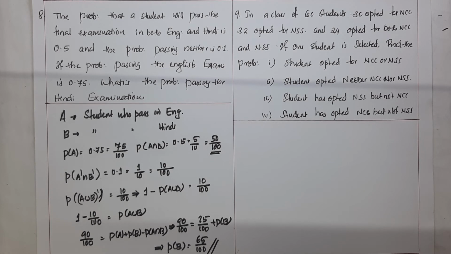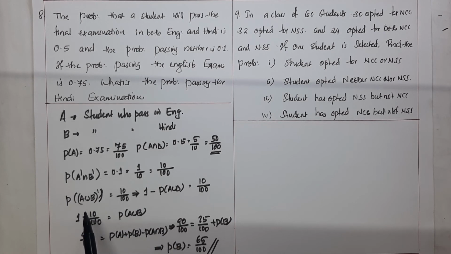Also given, neither nor is 0.1. Neither nor means A complement intersection B complement. This probability is given as 0.1. 0.1 means 1 divided by 10 or 10 divided by 100. A complement intersection B complement can be written, using De Morgan's law, as A union B the whole complement is equal to 10 by 100.